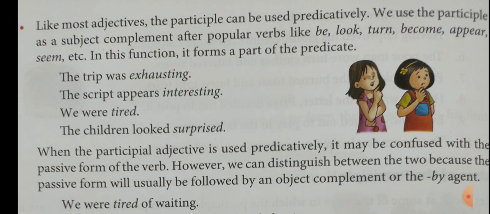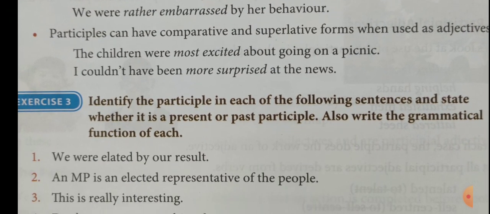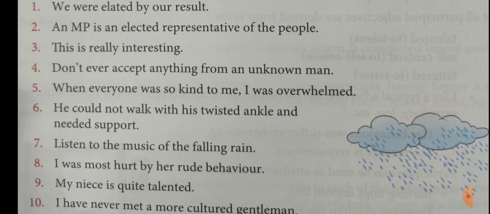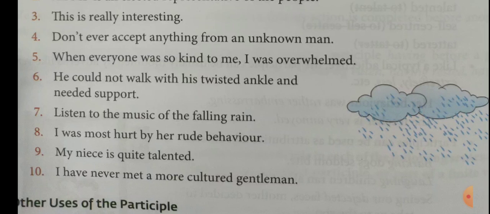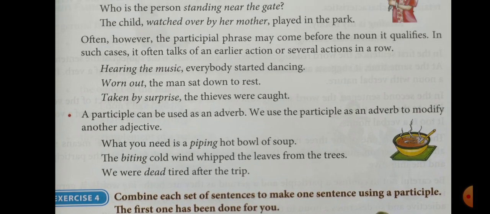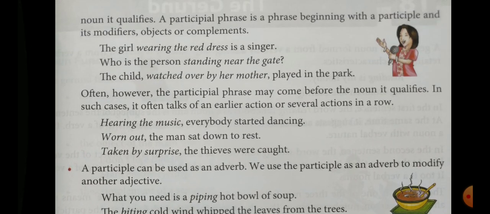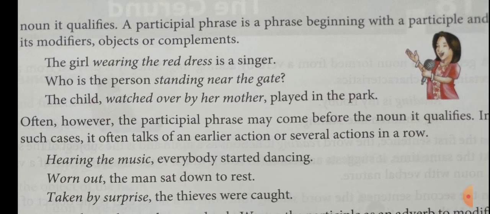Identify the participle in each of the following sentences and state whether it is a present or past participle. Also write the grammatical function of each. Now, another use of participle. The participle may be used at the beginning of a participle phrase. We use the participle at the beginning of an adjective phrase, which is usually put after the noun it qualifies. A participle phrase is a phrase beginning with a participle and it modifies objects or complements.